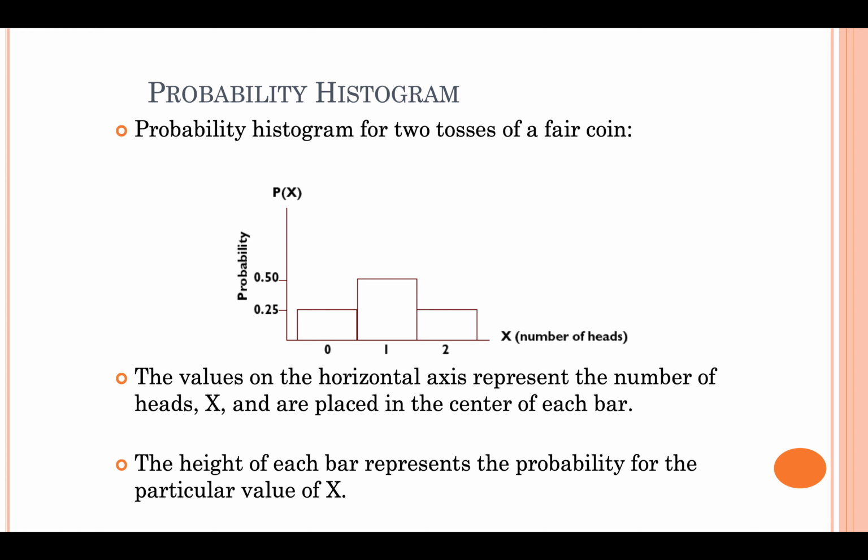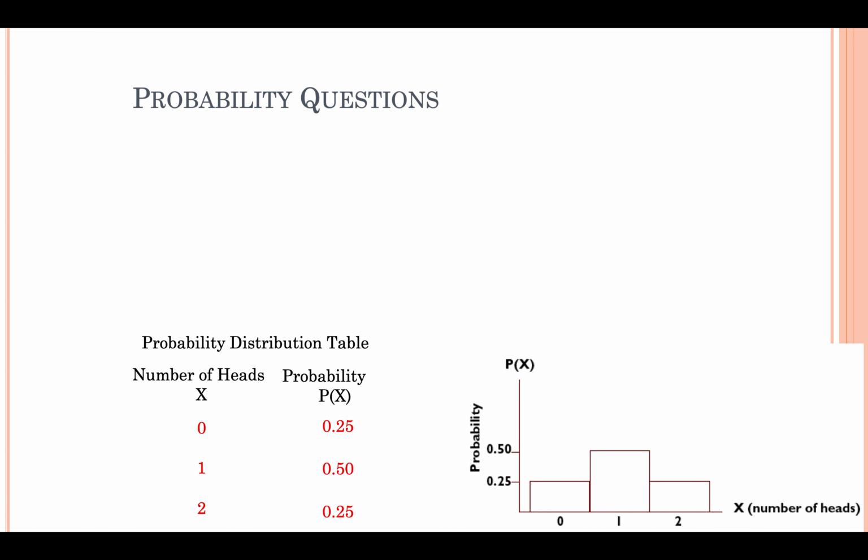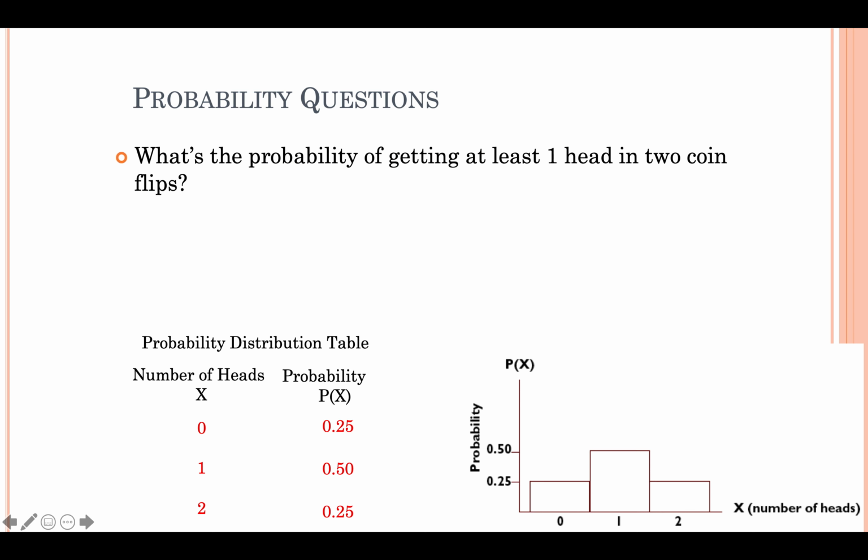So by looking at this histogram, you could answer a question. I could ask, what's the probability of getting no heads on 2 tosses of a coin? No heads means 0 heads. So come here and you look at the height of the bar, and it would be 0.25. That is the probability. So this is our probability distribution table complete, and here's our probability histogram complete, and let's answer some questions.